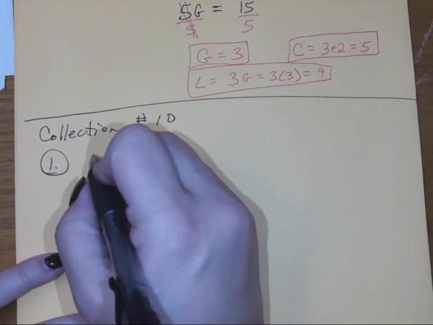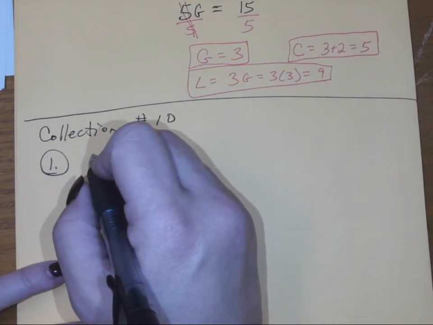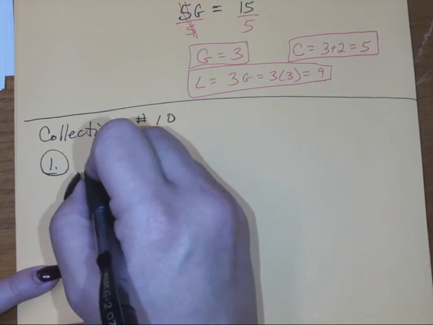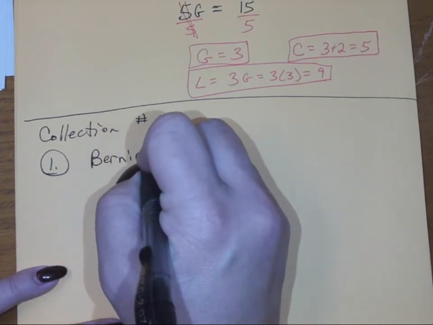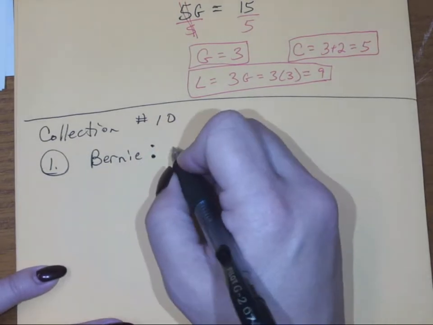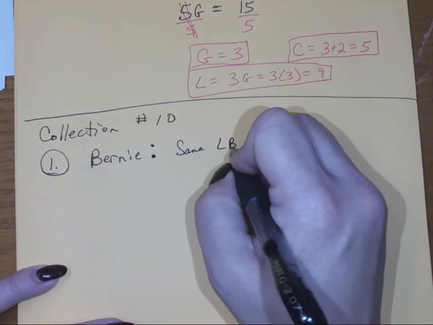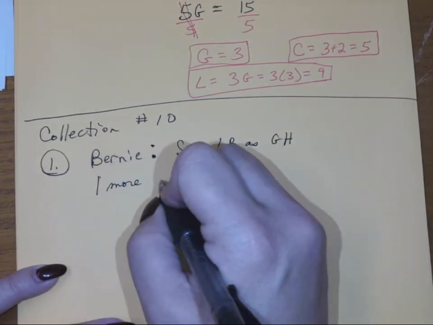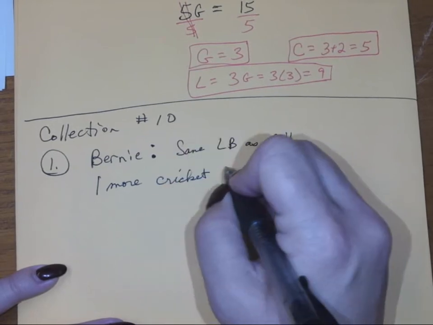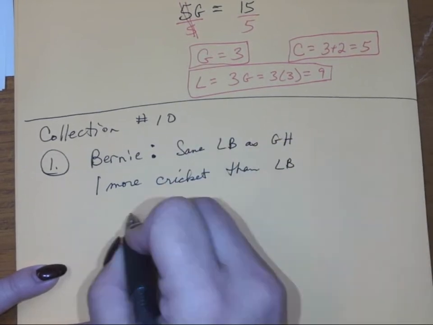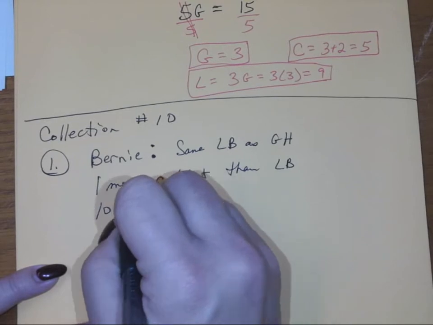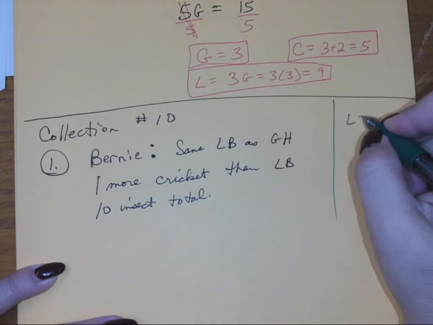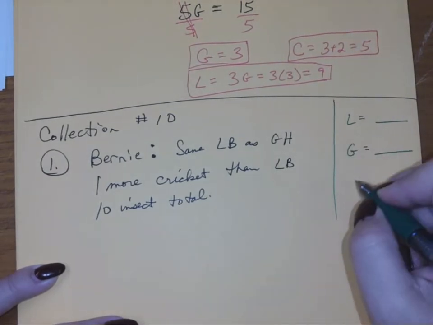Okay, here we go. I'm sorry, in my brain that just didn't make sense, but I got it now. I've got it going. Okay, Bernie's collection says, same ladybugs as grasshoppers. One more cricket than ladybugs. And he has 10 insects total. Okay. L equals, G equals, and C equals.